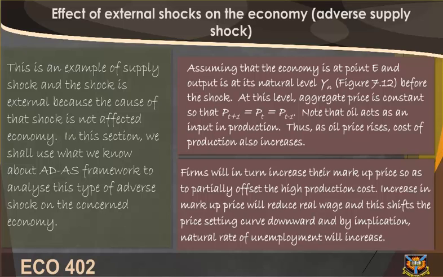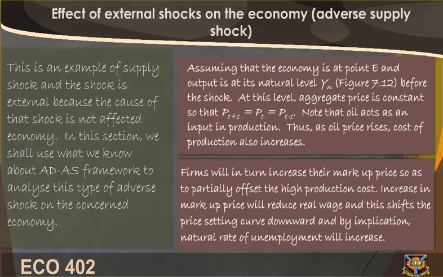Assuming that the economy is at point E and output is at its natural level Yn, figure 7.12, before the shock, at this level, aggregate price is constant so that Pt+1 is equal to Pt is equal to Pt-1. Note that oil acts as an input in production. Thus, as oil price rises, cost of production also increases. Firms will in turn increase their markup price so as to partially offset the high production cost.